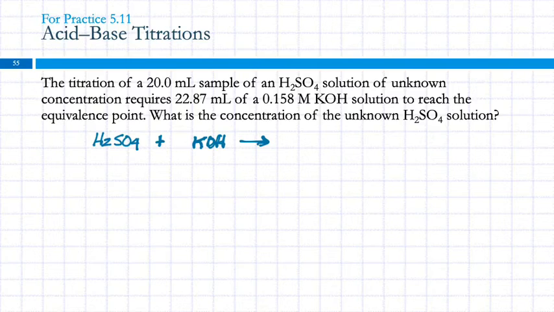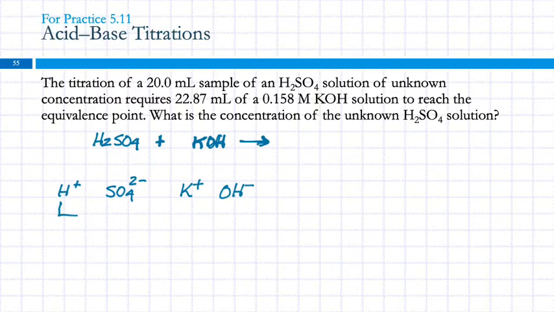I need to predict the products. What two ions does H2SO4 make? H plus and sulfate, SO4 2 minus. We want to take all the hydrogens off. And KOH is potassium ions and hydroxide ions.